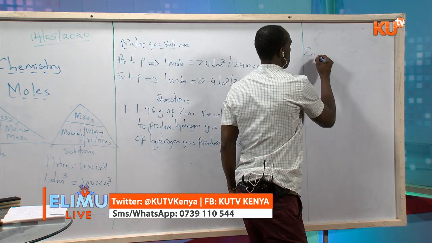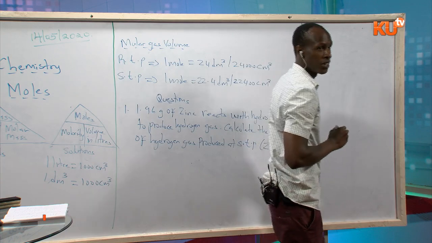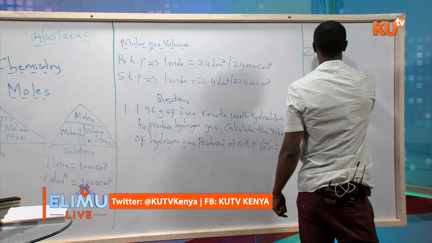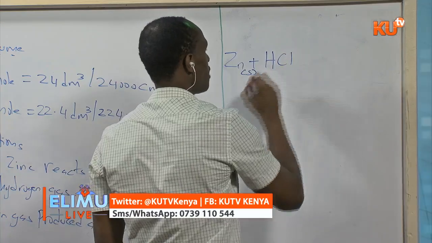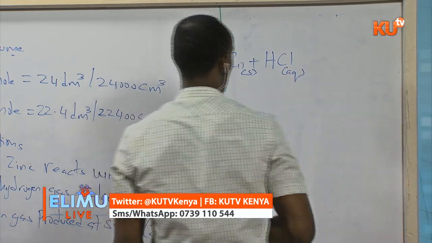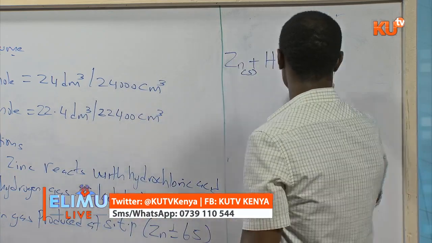So first write the chemical equation. Zinc is Zn, and it's a solid. That's why you have indicated in brackets solid. Plus hydrochloric acid is HCl. It's an aqueous solution, so you put AQ.